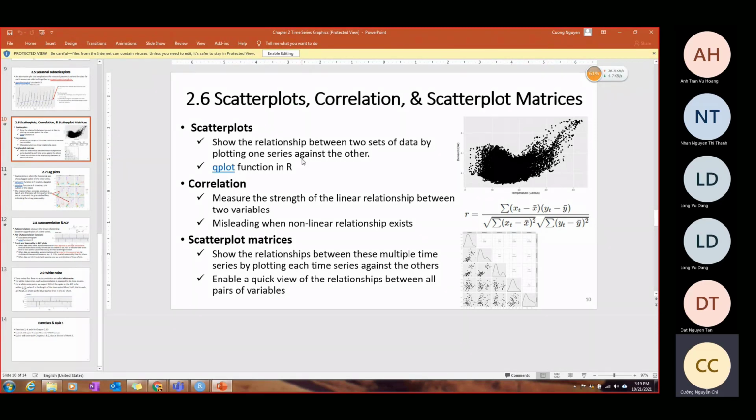The scatter plot can easily be generated by the ggplot function in R, so that's okay. The correlation measures the strength of the linear relationship between two variables. If you remember the formula we learned, it is the difference between the real values of x minus the mean value of x, and the same with the y values. Finally, they generate the correlation to see whether there is a positive or negative relationship. But I told you already, they are misleading when the relationship is non-linear, so it's very hard for us to understand.